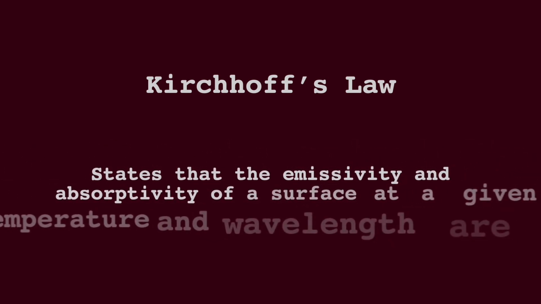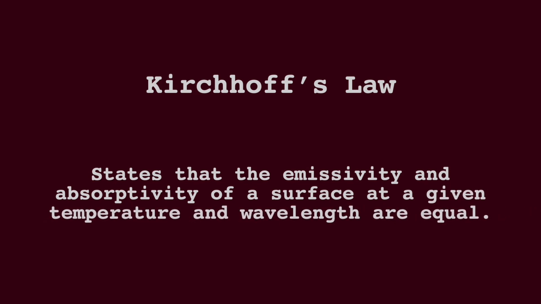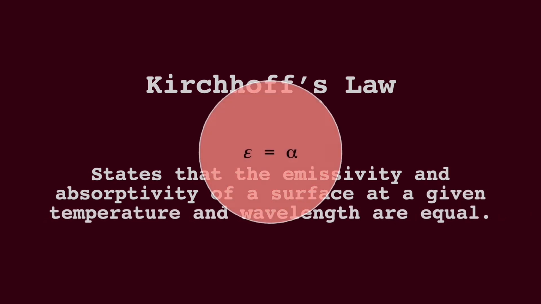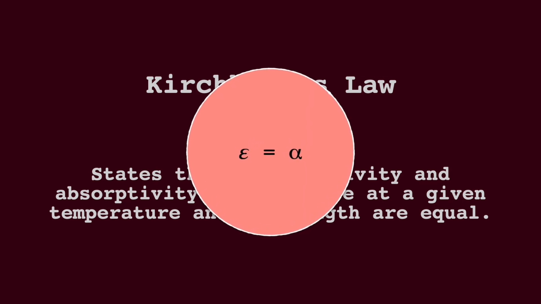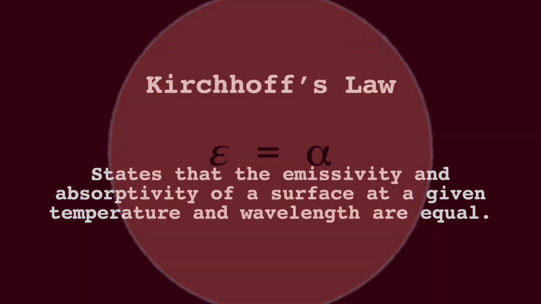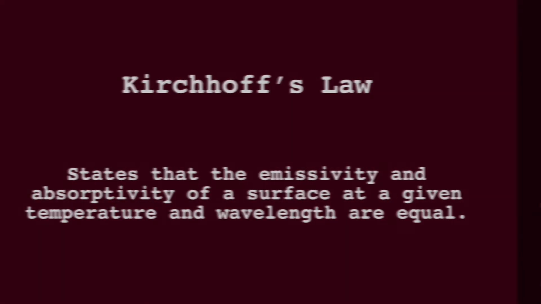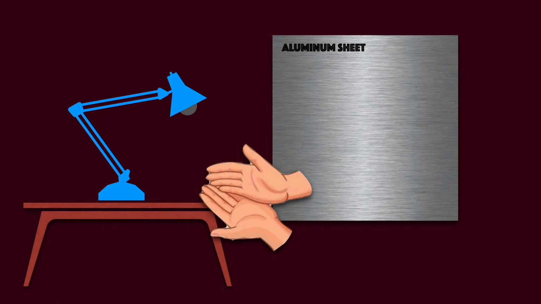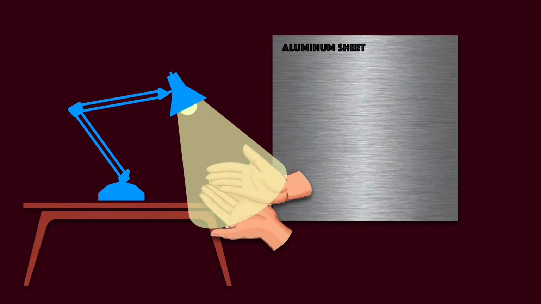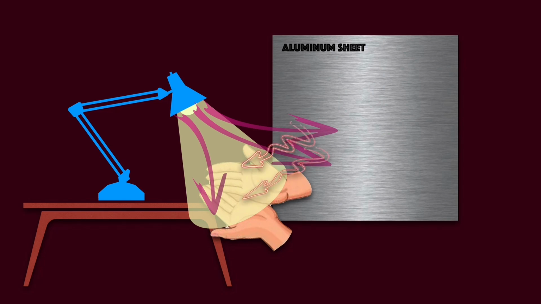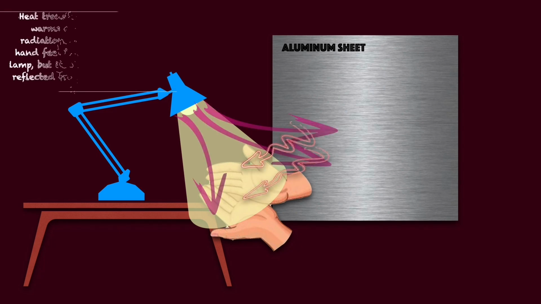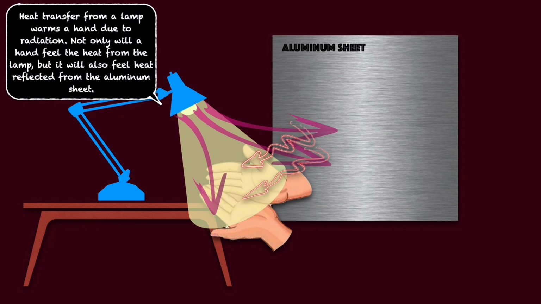Kirchhoff's law states that the emissivity and the absorptivity of a surface at a given temperature and wavelength are equal. Net radiation heat transfer is defined as the difference between the rates of radiation emitted by the surface and the radiation absorbed. If the radiation absorption rate is greater than the rate of radiation emission, the surface is said to be gaining energy from radiation. Otherwise, the surface is said to be losing energy by radiation.